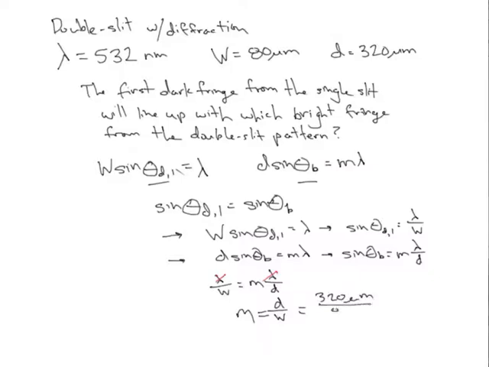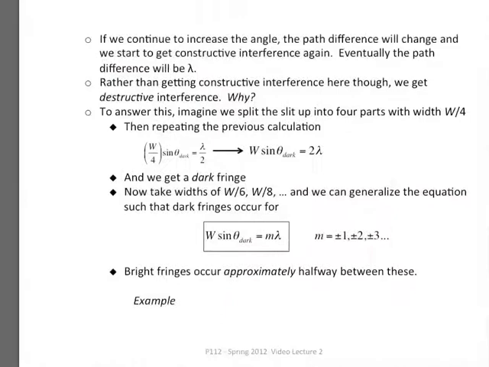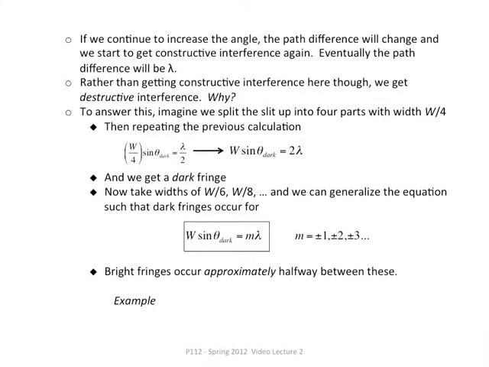(320 micrometers over 80 micrometers, and that is equal to 4. So the fourth bright fringe from the double slit pattern lines up with the first dark fringe from the single slit pattern. So in that way we combine our single slit diffraction with our double slit interference and see how those combine with one another.